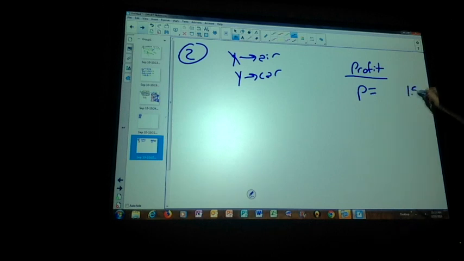1.5Y. And then 2X. Okay, so this equation will not be graphed at all. And we're not actually finishing this problem. We just have to get the profit equation, and then we have the constraints. We good?